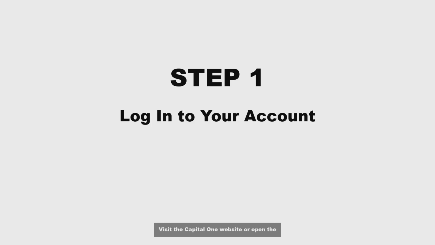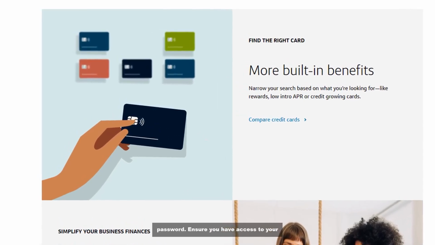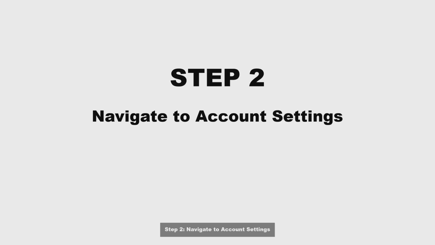Visit the Capital One website or open the mobile app and log in using your username and password. Ensure you have access to your current email for verification purposes. Step 2. Navigate to Account Settings.